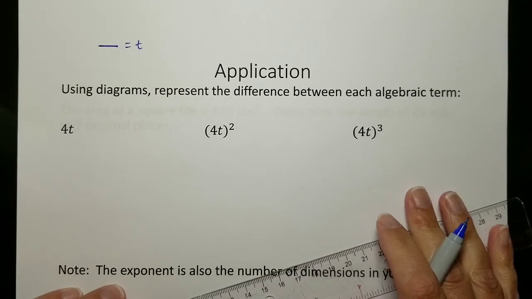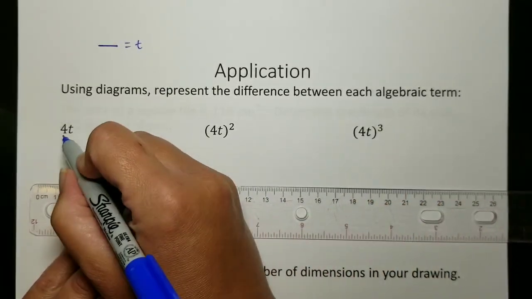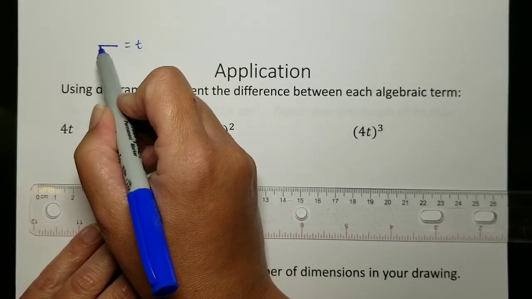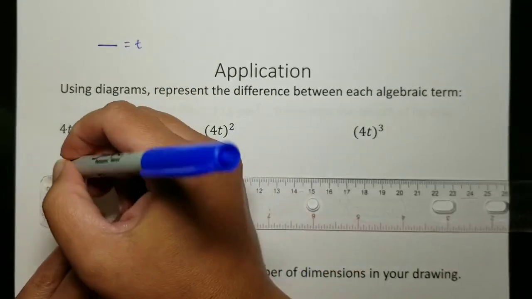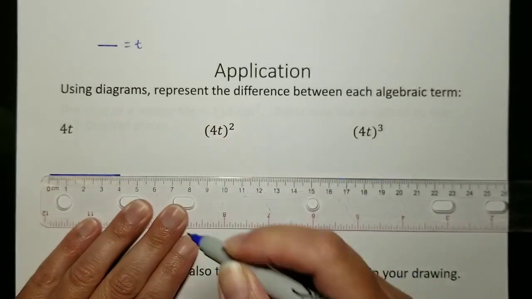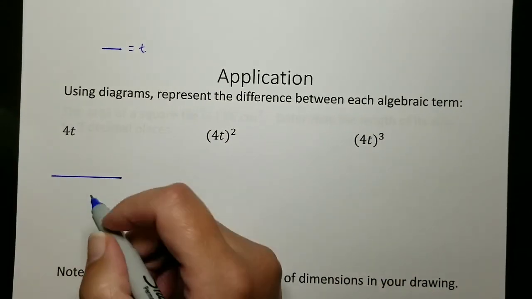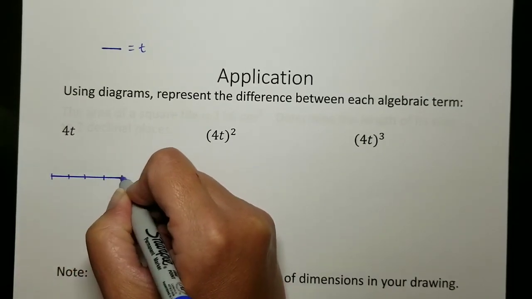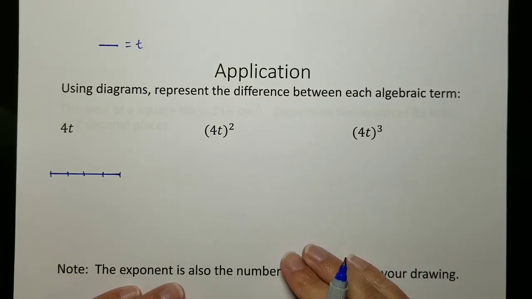If I wanted to do a diagram representing 4t, that would mean I have 4 times t. So multiplying this measurement, that length, by 4, I would just draw a line that is 4 times as long. So this would be broken up into 4 equal parts, each of which is the same size as t.